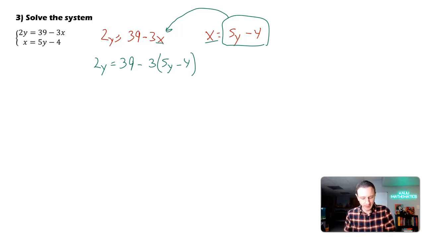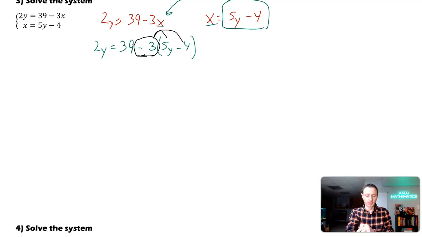Same thing we talked about in the last problem. I have minus 3 times 5y minus 4, so I'm going to distribute -3. So this is going to be -3 times 5, -3 times -4. If you're going to make a mistake here, it's probably going to come right there.